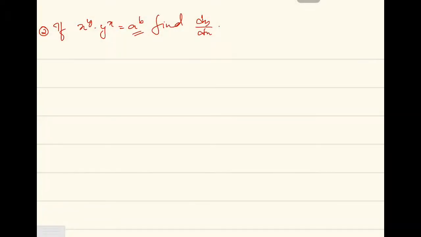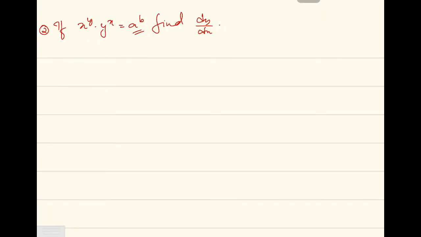Okay, another sum that I would like to solve from implicit functions is the one that you see here. If x to the power y dot y to the power x equals a to the power b, find dy by dx. Remember, this is x to the power y dot y to the power x, not plus. I suppose we have already solved this type of sum, isn't it? Not like this. So this is different from this one.